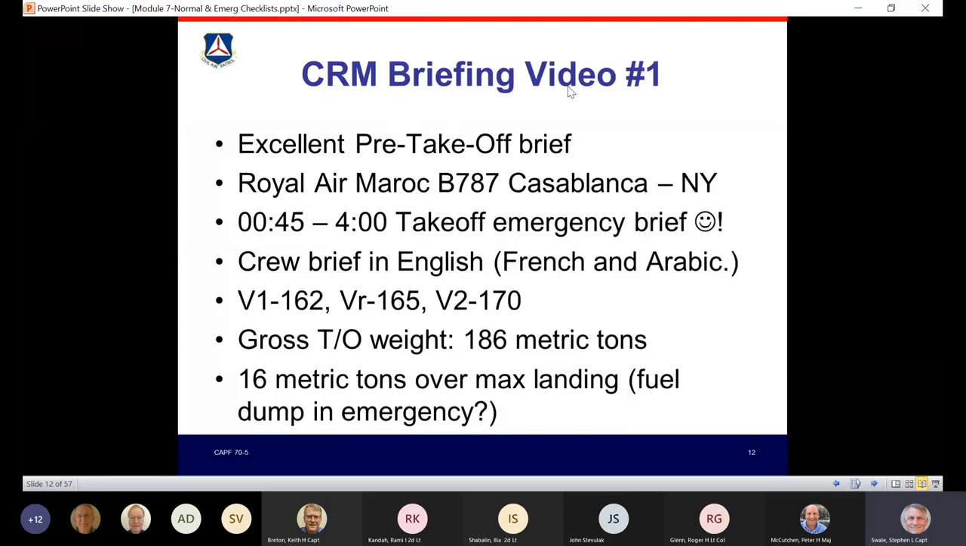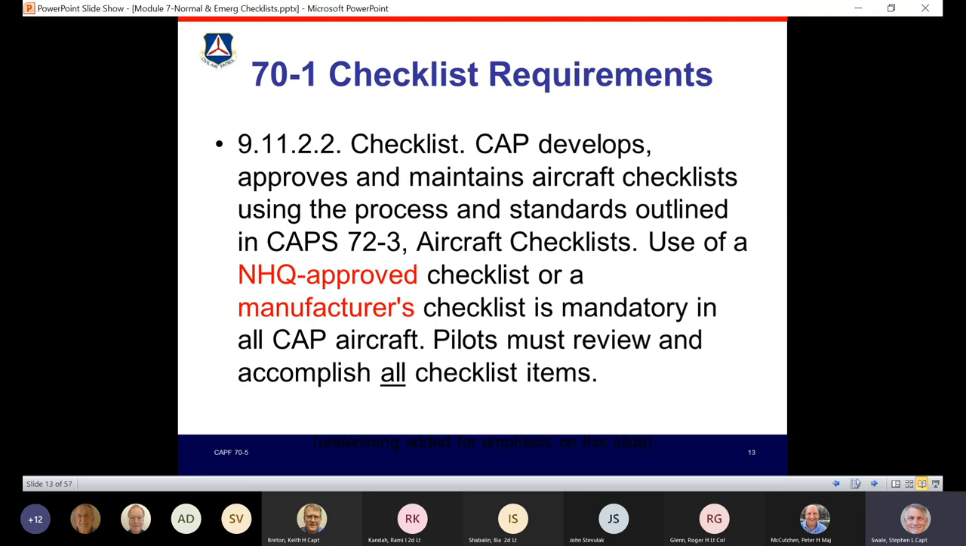Okay, the really impressive thing about this brief was she covered all the contingencies. It was terrific the way she drilled down into detail, and I really liked the way they handled the checklist, which I think was something that would really be nice to have in the back of your mind to emulate. So, checklist requirements to 70-1.